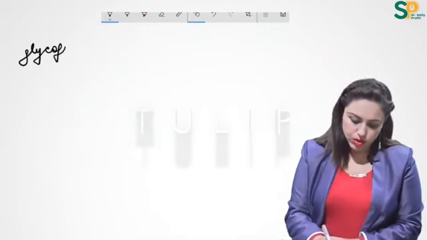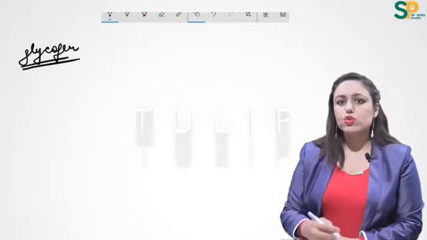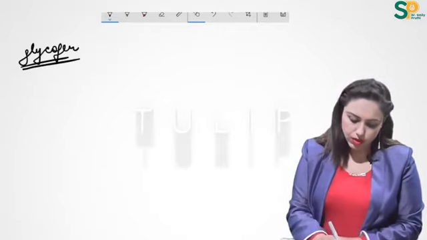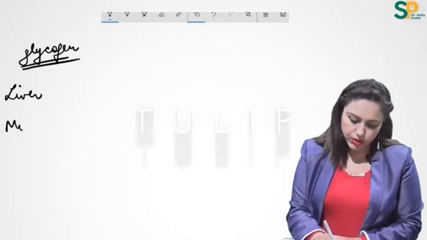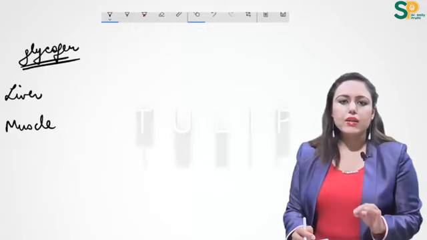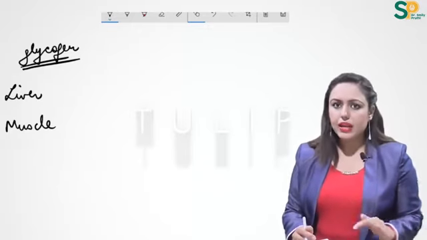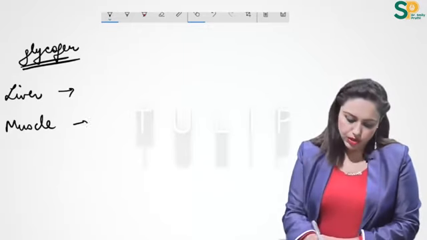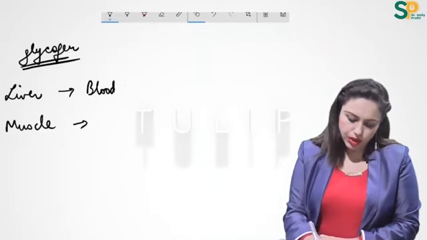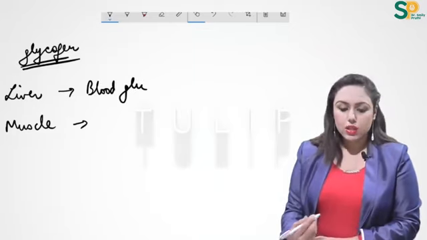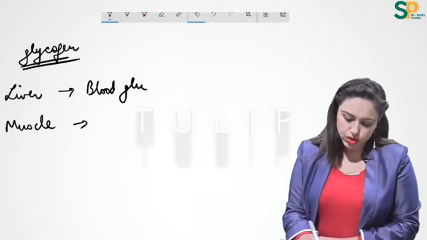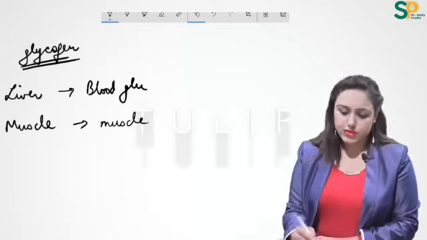Glycogen. Glycogen formation or breakdown in our body occurs in only 2 organs, that is liver and muscle, also to a minor extent in brain, but mainly in liver and muscle. The function of liver glycogen is to maintain blood glucose levels. The function of muscle glycogen is for its own purpose, that is for muscle contraction, for muscle activity.